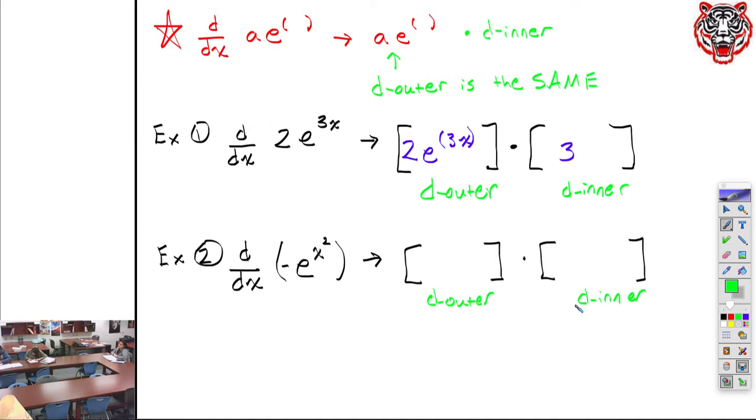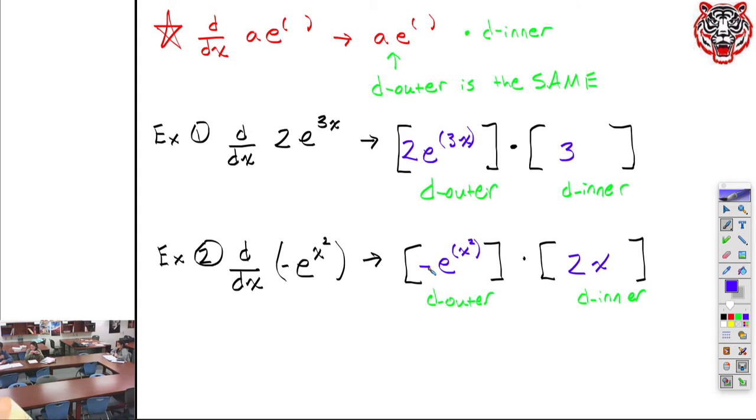Either Ben or Arrow, do doubter. Negative e to the power of x squared. Perfect. Ben, do dinner. 2x. Done. You want to simplify this, of course, in the final answer, and it would be negative 2x e to the power of x squared. I think you guys know how to simplify that. It's pretty straightforward. And we are almost done.